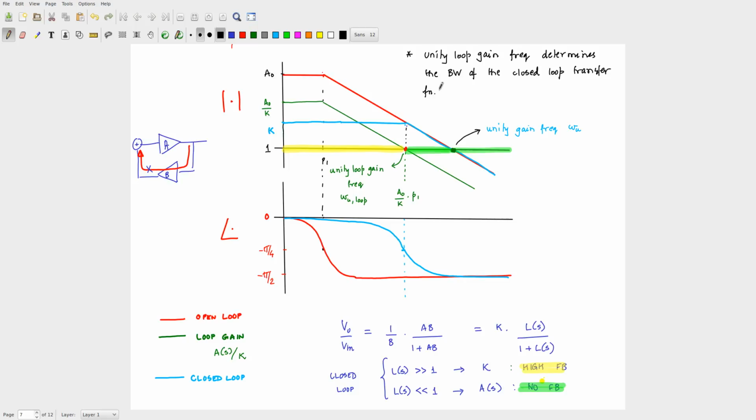Is that right? So I want all of you to go and review this particular bit of information again. It's very important. For subsequent cases, when we look at higher order transfer functions, we will not be able to draw all of these things very cleanly. However, this point will still be valid.